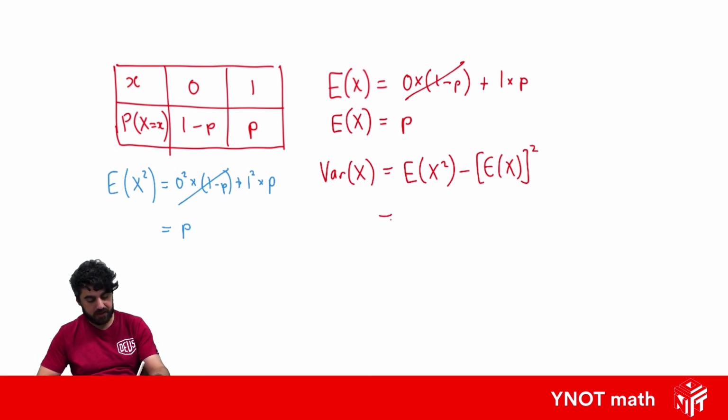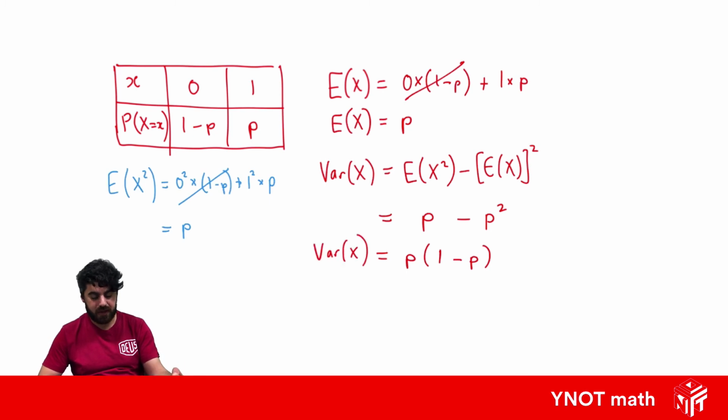So then this all becomes P minus our expected value squared, so we get minus P squared. Factorizing out P, we get 1 minus P, and that's how our variance of x equals P times 1 minus P.